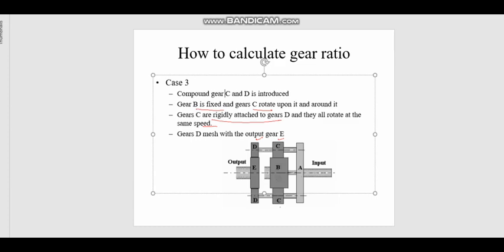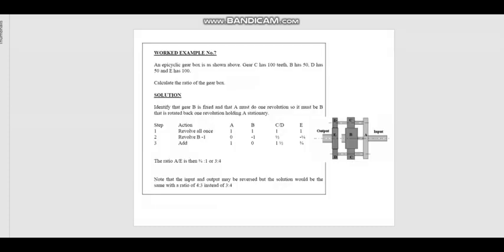Gear D meshes with the output gear E. So there's a shaft connected to gear E as an output. We want to look at these particular examples and see how we can solve such problems. Let's look at examples of problems related to compounded gears in the epicyclic system.